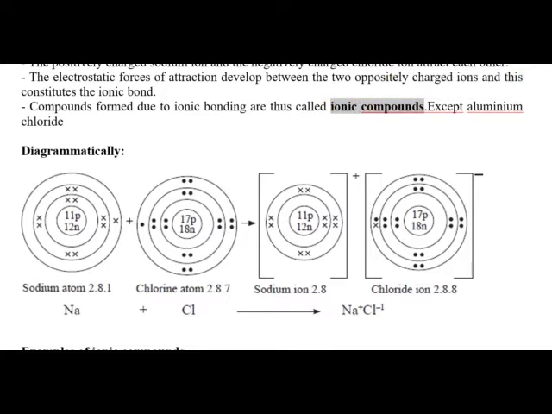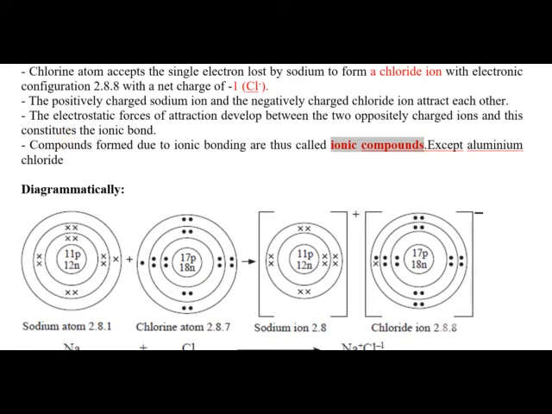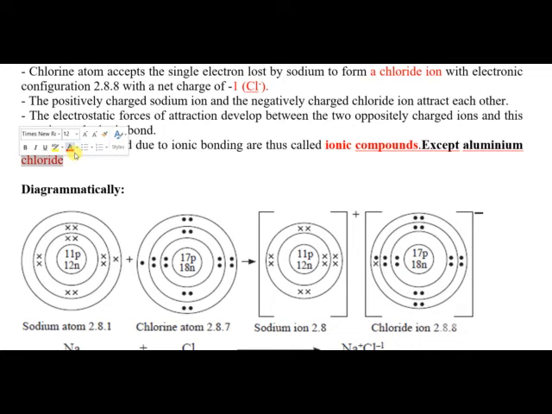It is very, very important to remember that compounds like sodium chloride, magnesium chloride, and zinc chloride are called ionic compounds, because between them they have ionic bonds. The exception is here: aluminium chloride. That's where I want you to get. Aluminium chloride is written like this.